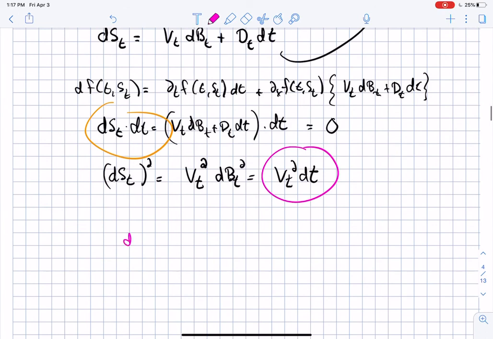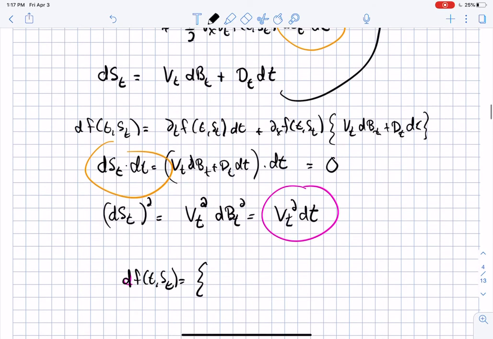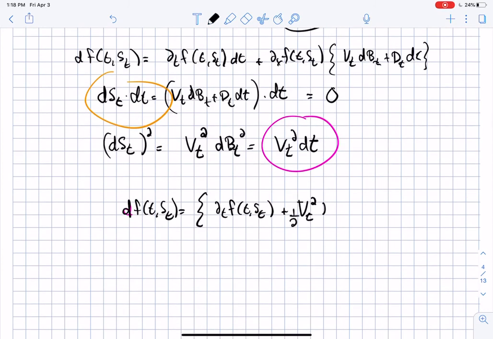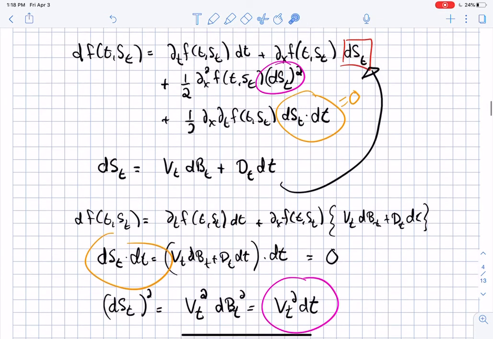I have that dF(t,S_t) is equal to, I'm going to group all the dt terms together. There's more now. I have this v_t squared, so what do I have? I have this dt from here. I have the v_t squared dt from here. It's multiplied by the derivative. Okay? So you have to be careful here because there's a lot of derivatives, so you take your time. Okay, so that I have.